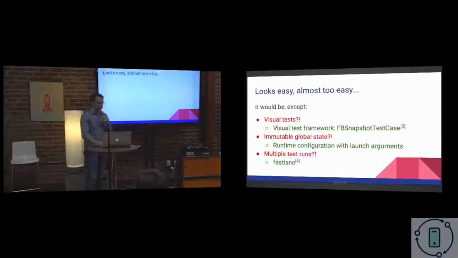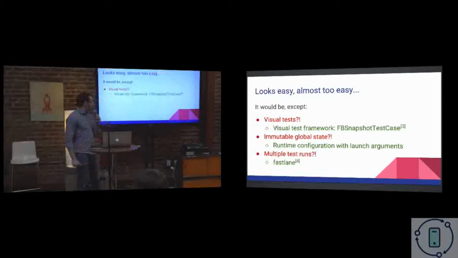The views themselves look pretty simple, just an image and some text. And it would be easy, except that Apple doesn't really give us any tools to do visual tests. You might not have even heard of visual tests before today, or maybe never written one. Luckily, Facebook has created a framework for visual testing called FB Snapshot Test Case, which is what we use at Wikipedia for visual tests, and what I'm going to be demonstrating how to use in a bit. But okay, so we have an idea how we're going to do the visual tests. What about RTL? That's why I'm here today.